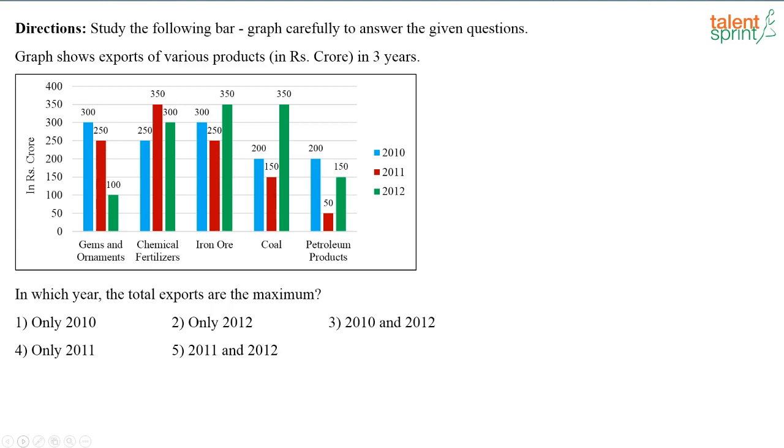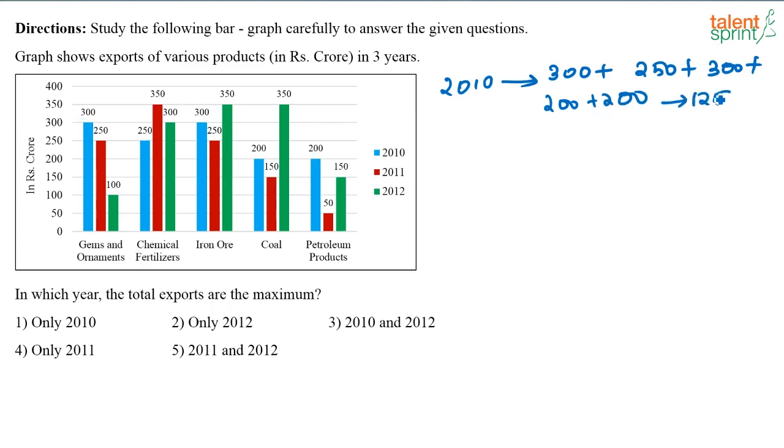So they have given here the exports of gems and ornaments, chemical fertilizers, iron ore, coal and petroleum products. If you consider the year 2010, what is the total exports? It is nothing but 300 plus 250 plus 300 plus 200 plus 200. You just have to add up the export value for all the products. 200 plus 200, 400, 400 plus 300, that is 700, 700 plus 300, that is 1000, 1000 plus 250. So total comes to 1250.